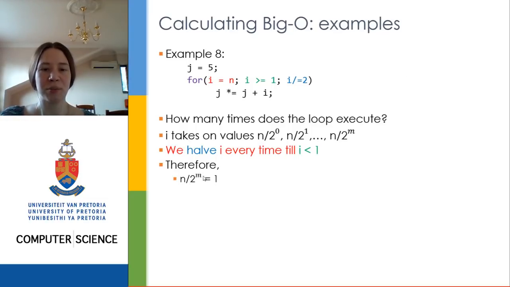And to figure out what m is, let's say, okay, so we're going to stop when n divided by 2 to the power of m is 1. So m is the number of times I can divide my n. How do I figure out what m is?